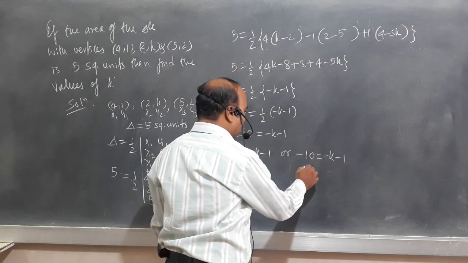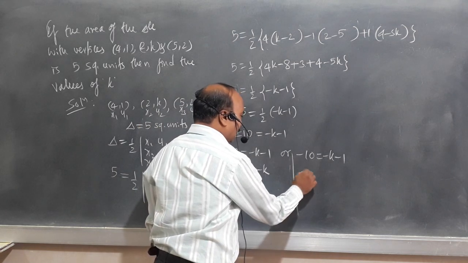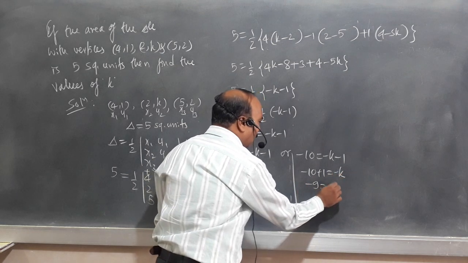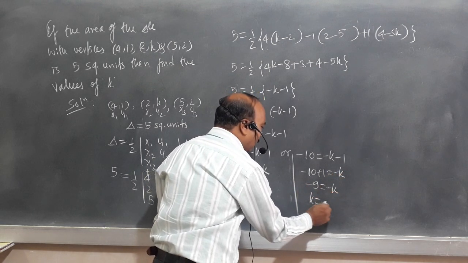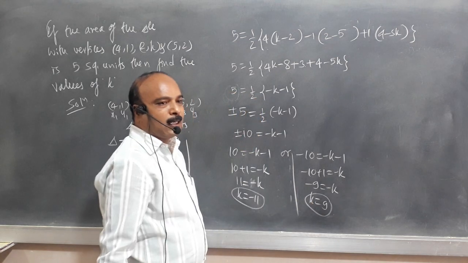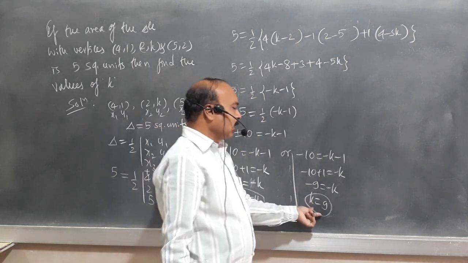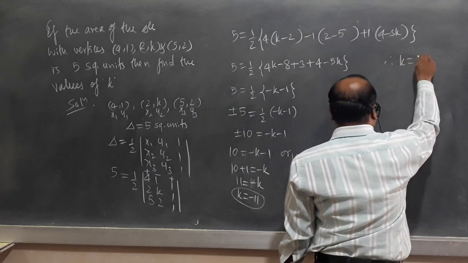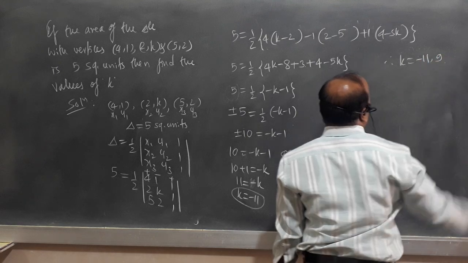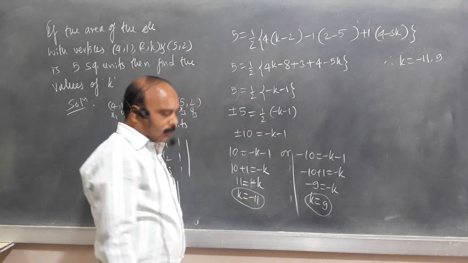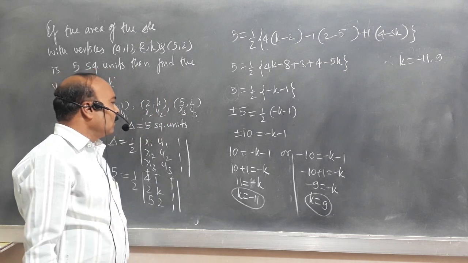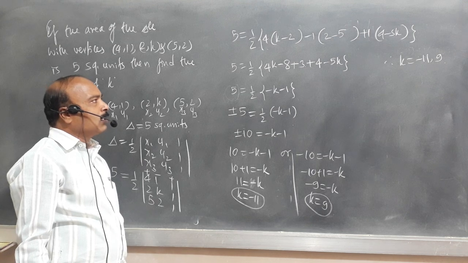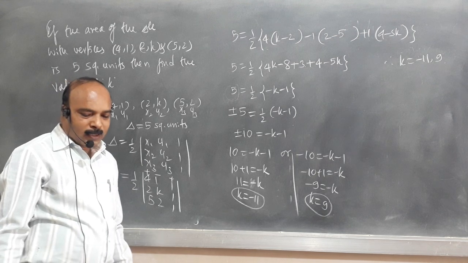Here we simplify: minus 10 plus 1 equal to minus k, minus 9 equal to minus k, therefore k equal to 9. Here we get k values minus 11 and 9, therefore the two values of k are k equal to minus 11, 9. These are the two values of k. By using the area of the triangle we calculated the unknown value, that is k equal to minus 11 and 9. Take this solution.